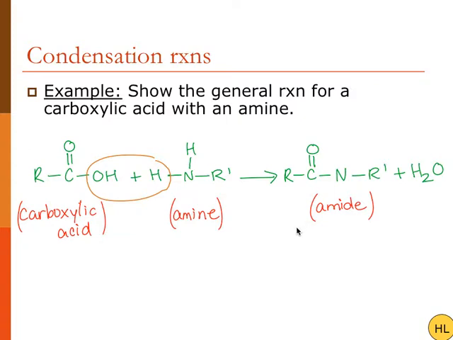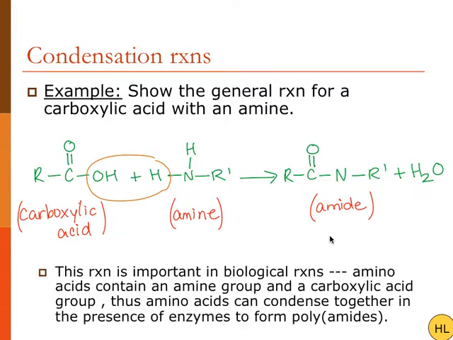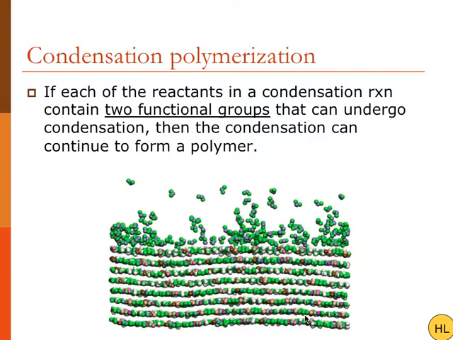So carboxylic acids and amines come together to form amides. These are important in biological systems. Amino acids contain an amine group and a carboxylic acid group. These amino acids can condense together in the presence of enzymes, and they form polyamides. I can form really long chains as long as the reactants contain two functional groups, one on either end, and it allows them to continue that chain and make this big long polymer.